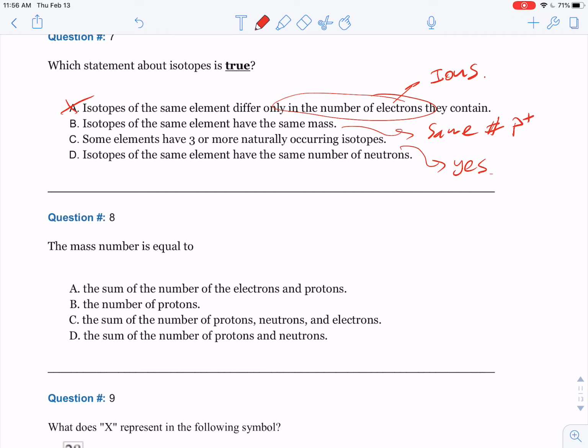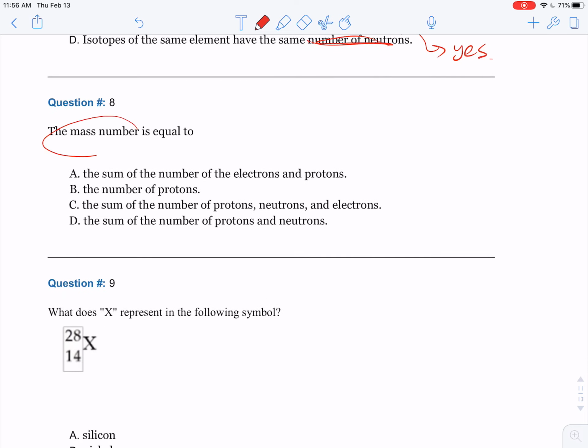Isotopes of the same element have the same number of neutrons? Actually, no. Same number of protons, yes. Same number of neutrons, no. They have a different number of neutrons because they have different masses. Now the mass number. Remember, that's a counting number. What are you counting? You are counting the number of particles in the nucleus. And what do you have in the nucleus? You have the protons plus the neutrons. So that's what the mass number is telling you.